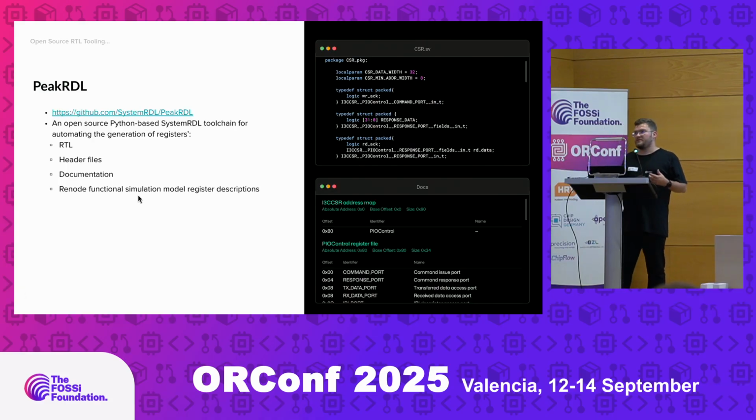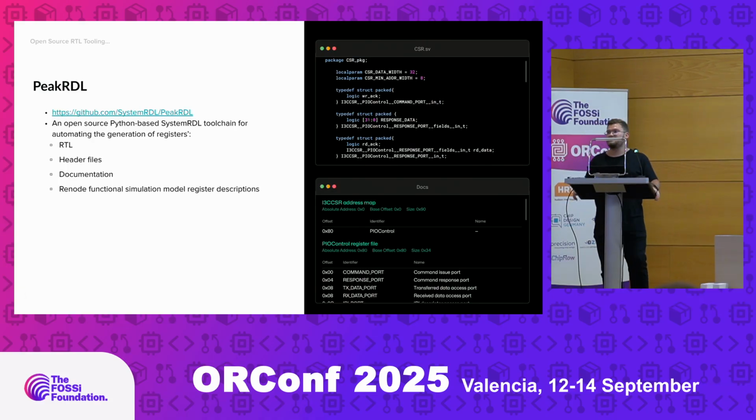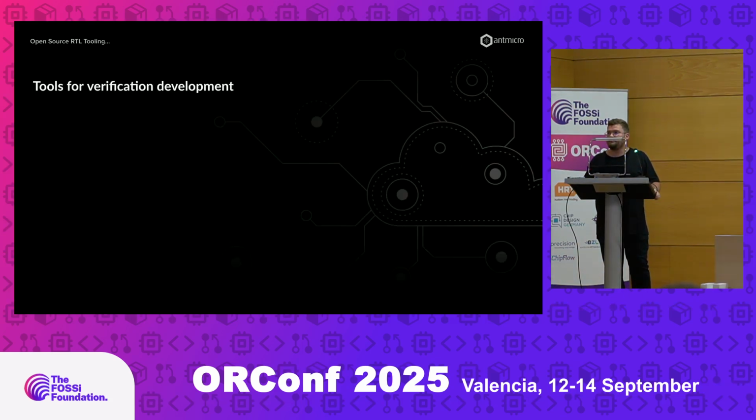Next tool that is worth mentioning is PeakRDL. It is an open source Python-based SystemRDL toolchain that allows you to define your registers using SystemRDL files. And from this point, you can easily generate RTL files, header files, documentation, and also Renode functional simulation for registers, which will be covered a little bit later.